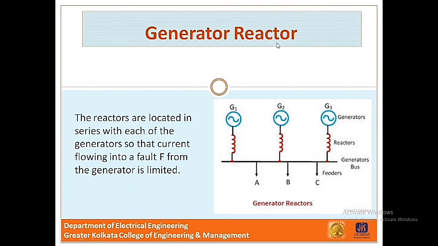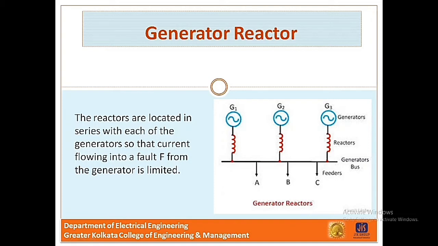Now the first one is the generator reactor. When the reactors are connected in series with each generator, they are known as generator reactors. In this figure you can see that with each generator a reactor is connected in series. This is the bus bar, these are the feeders, and these are the generators, and reactors are connected in series with each generator.